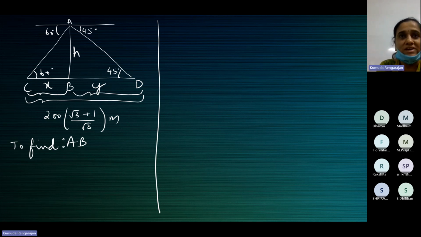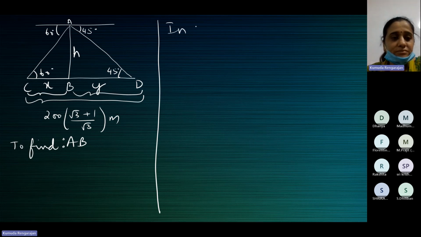So that is X plus Y is what is given to us. You must write X and Y in terms of H. You must write X is equal to something in H. You must write Y is equal to something in H. Then you will have H in the equation and you can find the height of the lighthouse. Okay, we'll just get started.